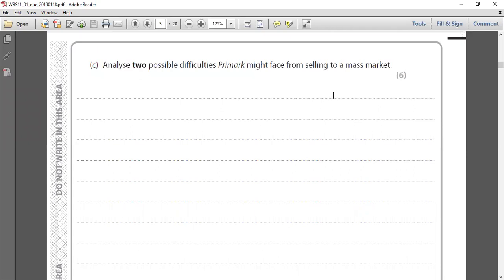When you're writing a 6 marker analyze question, you have to write two analyze points, right? It's AO2 and AO3, application and analysis. Two possible difficulties by selling to mass. When you're selling to a mass market, your profit margin is low. Quantity is very high. It's a cheap market, like more quantity, large number, but low price.